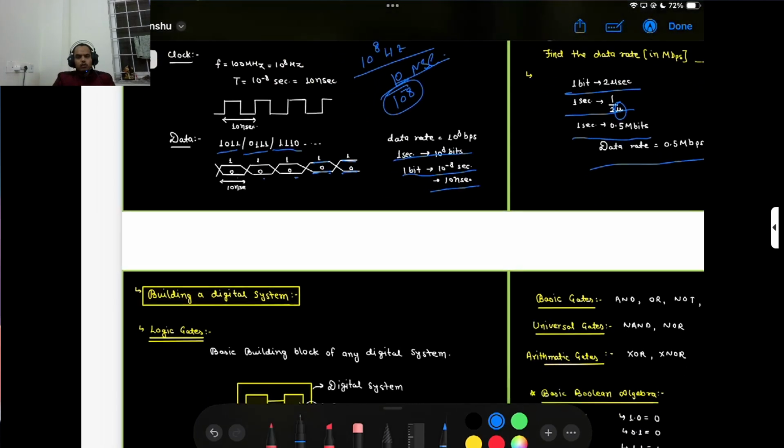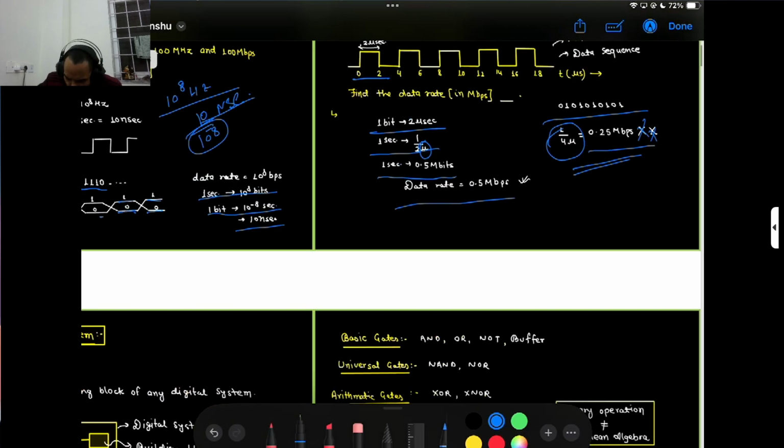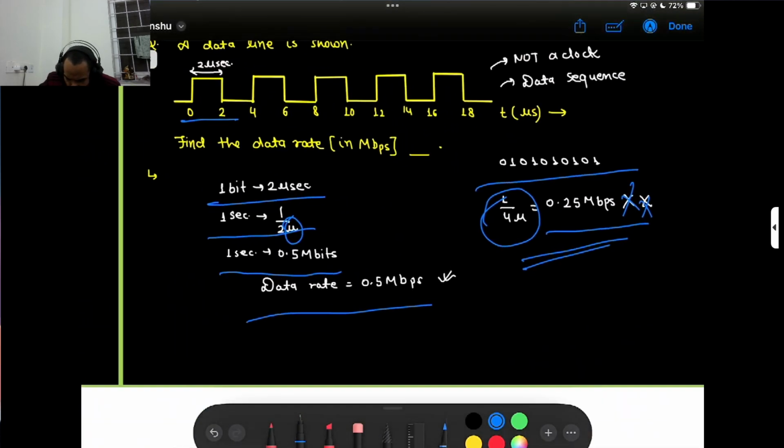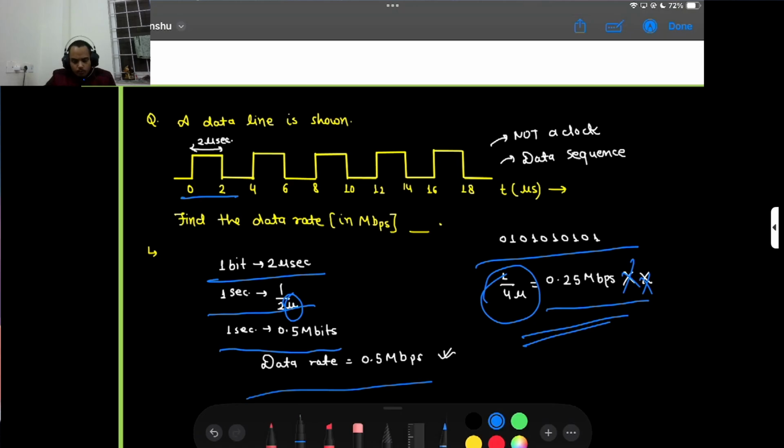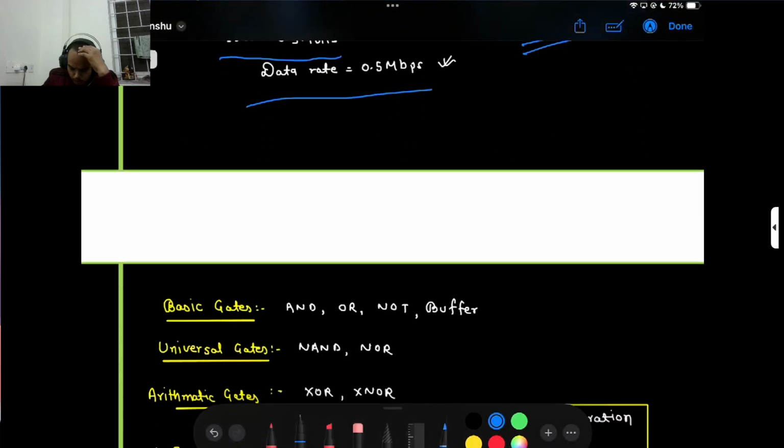Any random data sequence. Your data rate is 0.5 Mbps: 1 bit per 2 microseconds, so in 1 second you get 0.5 Mbits. Data rate 0.5 Mbps. For the sequence 01 01 01 01 01, it is 0.25 Mbps.